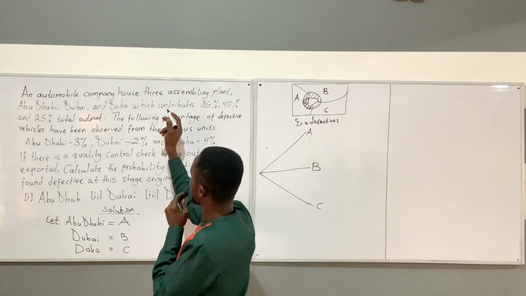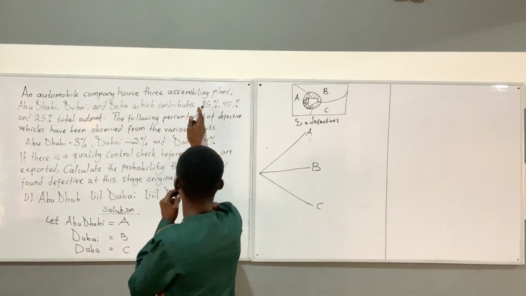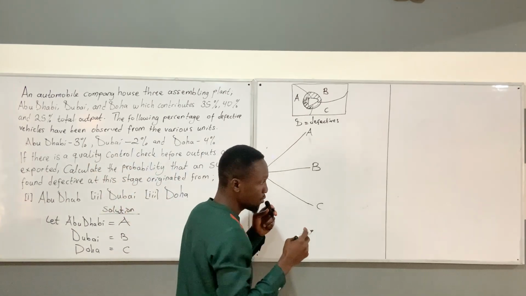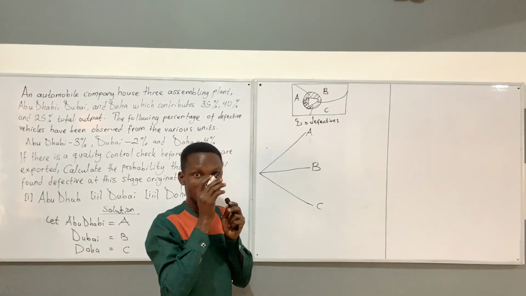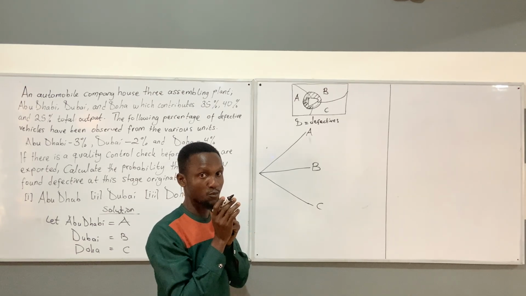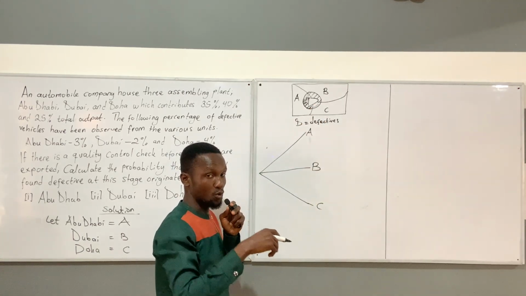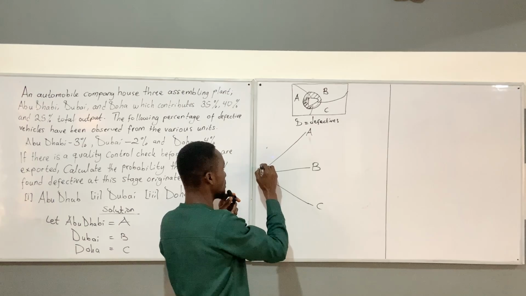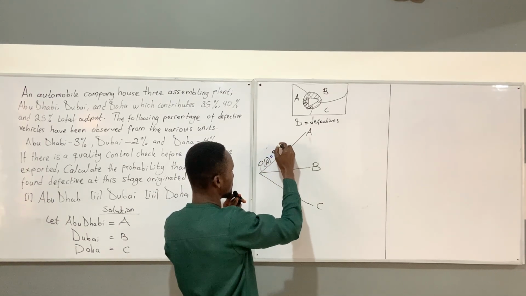Now when we go back to the question, he said that the output generated by the three plants was 35%, 40%, and 25%. That means when plant A was producing the vehicles, it has a total output of 35%, including the defectives, because it generated some amount of defective. So that is the probability of A. The probability of A gave us 35%.